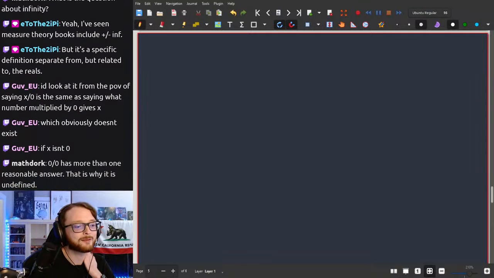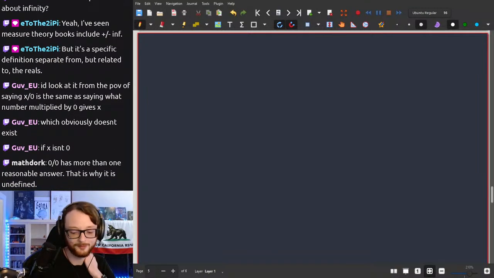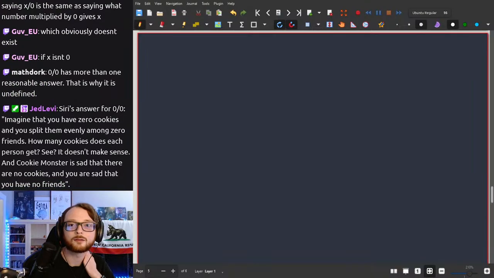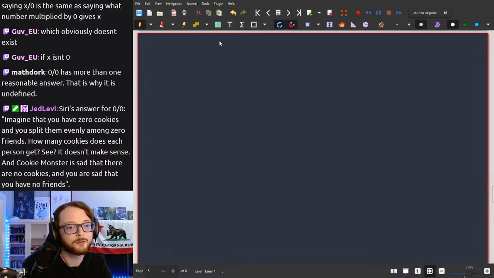So Lucas, fundamentally, the way that we define division, I'm trying to remember how this works. It's called the division algorithm.